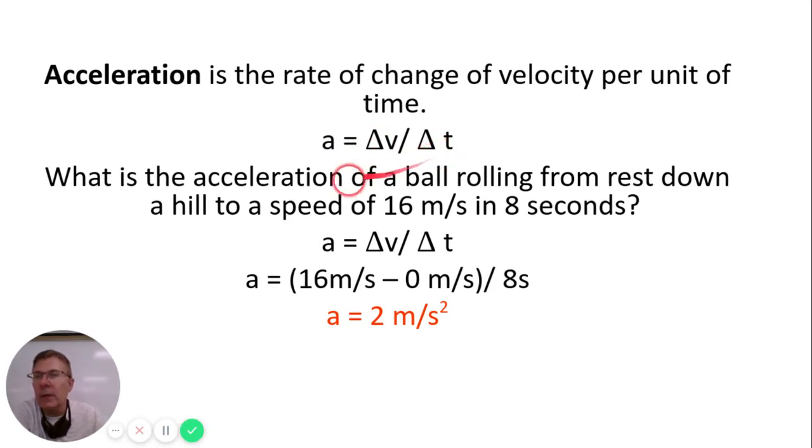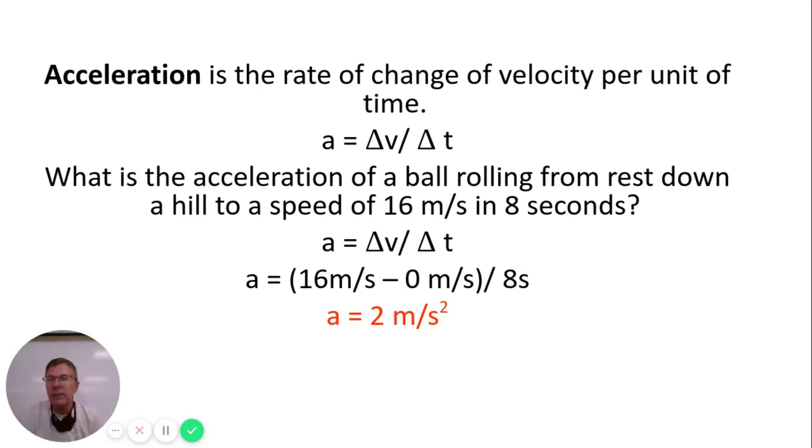All right. It says, what is the acceleration of a ball rolling from rest down a hill to a speed of 16 meters per second in 8 seconds? Okay. Now, what does delta mean again? Change. Change is final minus initial. Okay, write that down. Final minus initial is delta.